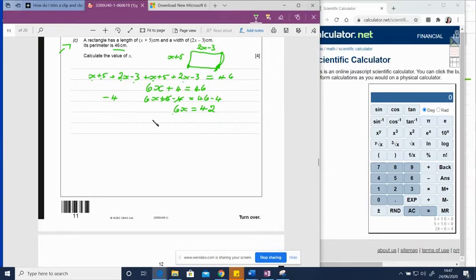I need to get rid of that 6, so I'm going to divide both sides by the 6. So 6x divided by 6 is equal to 42 divided by 6. They cancel each other out. 42 divided by 6 is 7, so we can see that x is equal to 7. And that's the answer to the question.